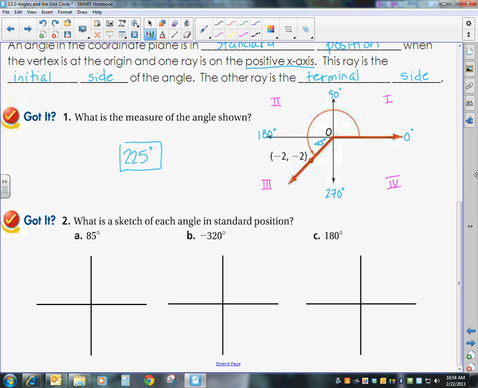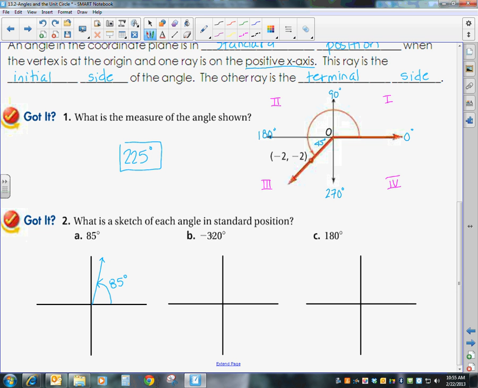Okay, so back to drawing an angle. If I have to draw an 85-degree angle, I know that this is 90 degrees, so I'm going to draw a ray close to 90 degrees. Starting at my initial side, I'm going to draw an arrow to the terminal side and label that angle 85 degrees.